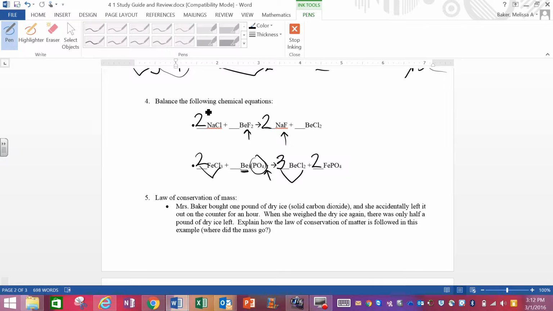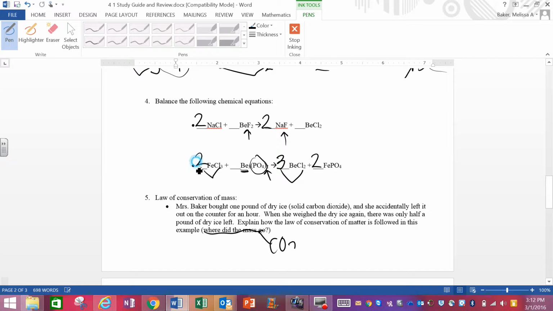Law of conservation of mass. Mrs. Baker bought 1 pound of dry ice. This is so far-fetched. I would never buy that little. Just kidding. She accidentally left it out on the counter for an hour. When she weighed it again, there was only a half a pound left. How is the law of conservation of matter followed in this example? Where did the mass go?